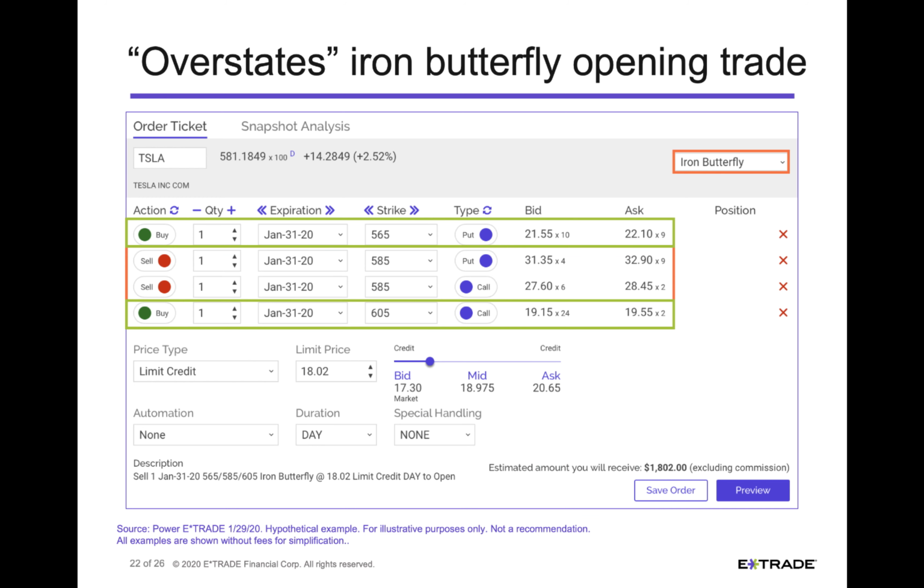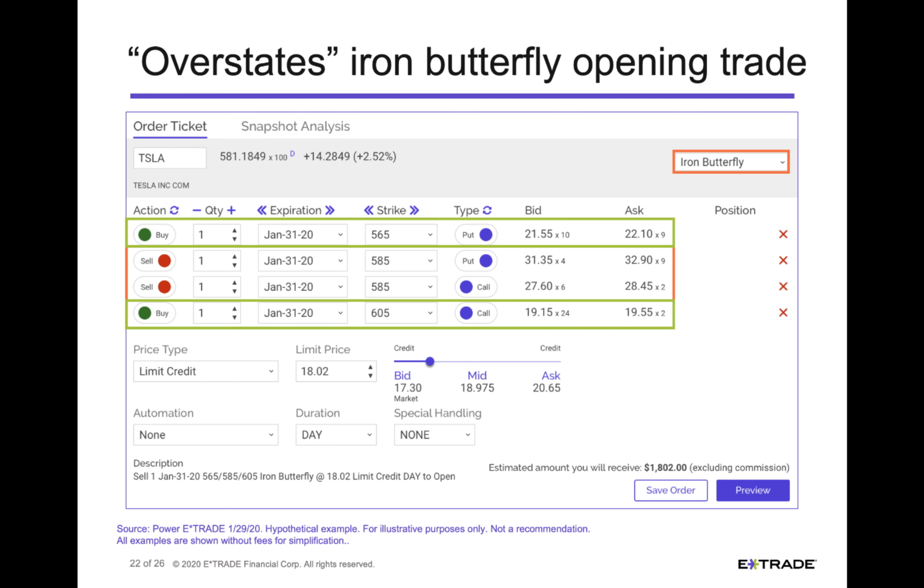Because we are selling the 585 put, I'm going to use some of that money and buy the 565 put. So that creates a sort of a plan B. What if I'm wrong and the stock does collapse? Well, if I end up having to buy shares at 585, I could always dump them at 565. Well, how about on the call side? I'm going to sell the 585 call, and I'm going to buy the 605 call. Again, another 20-point wide spread.